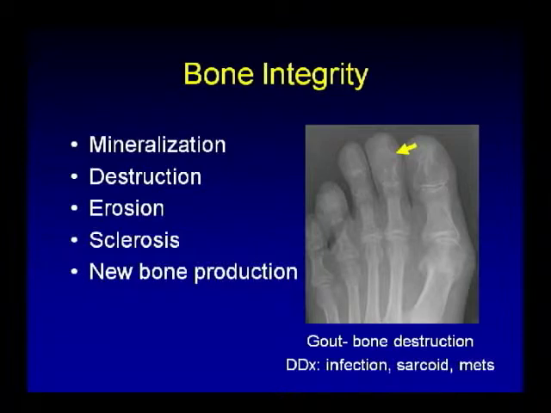And new bone production. We'll see some cases of psoriatic in particular, reactive arthropathy that have new bone production that has fluffy new bone around joints. This one has a destruction of the middle phalanx of the second toe. And in that, and I didn't put this in your syllabus, but a differential besides gout, which you really should think about, is infection, sarcoid, and metastases.